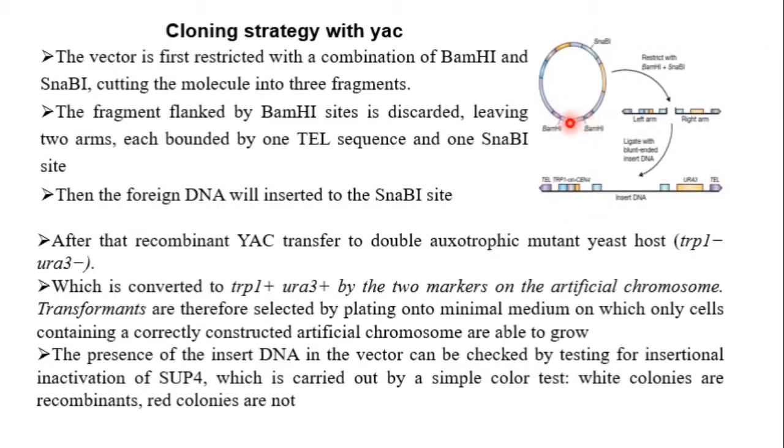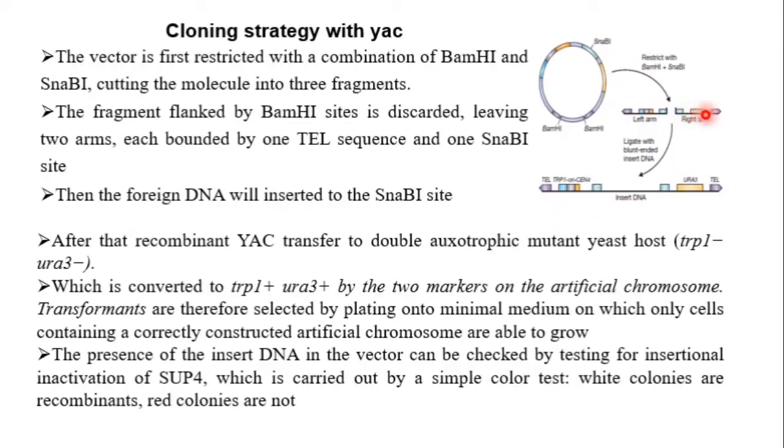So at that time we'll get 3 fragments. BamHI will cut here and here also, and SnaBI will cut here. One is up to here, second is this, and third is this. We'll discard this fragment, and we'll get only 2 fragments, like here you can see 1 and 2.